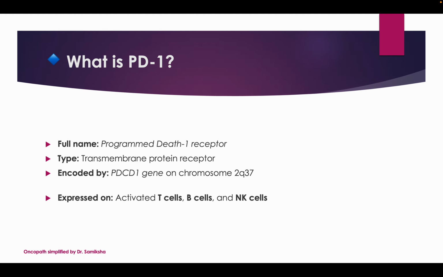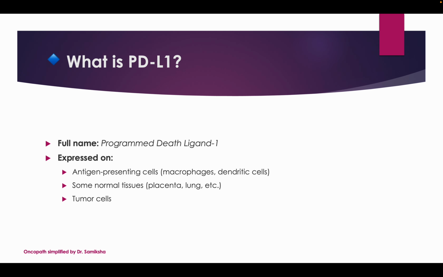Now let us first see in detail what this PD-1, PD-L1 is. PD-1 is basically a programmed death 1 receptor, which is a transmembrane protein receptor. It is encoded by the PDCD1 gene on the long arm of chromosome number 2. Normally this is expressed on activated T cells, B cells and NK cells. Coming to PD-L1, it's programmed death ligand 1. It is normally expressed on antigen presenting cells like macrophages or dendritic cells and even some normal tissues like that of placenta and lung. And this PD-L1 is also expressed on tumor cells.